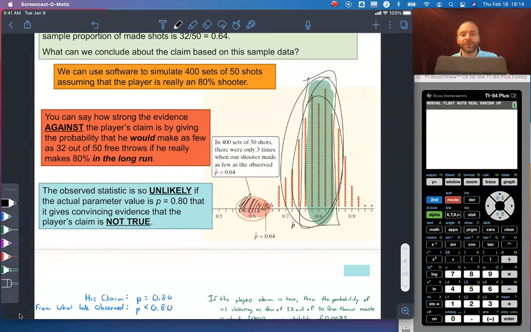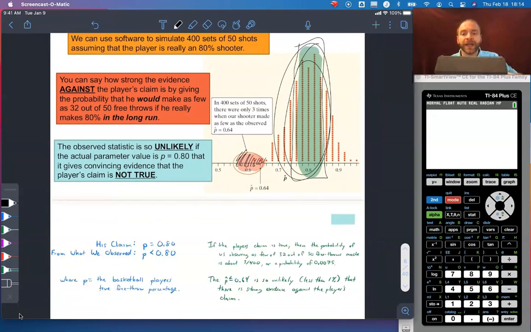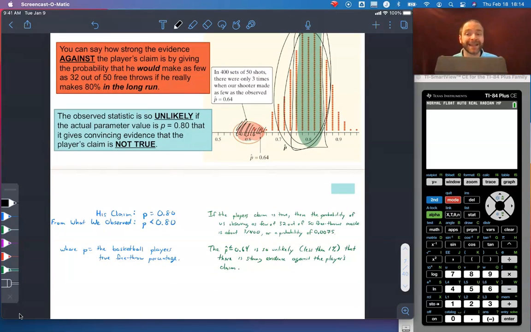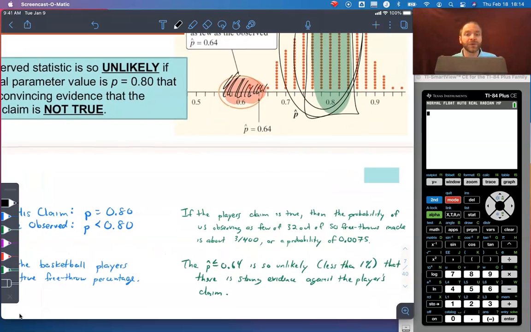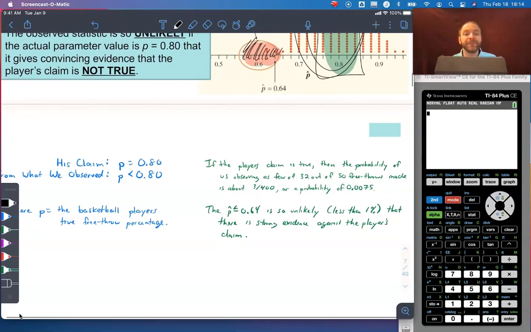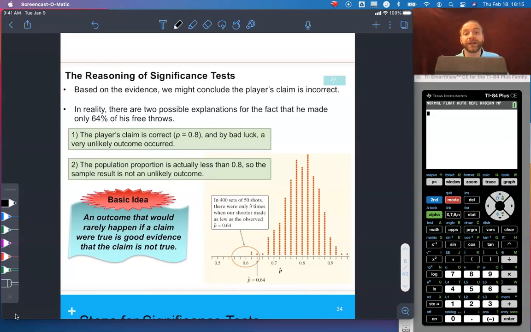So his claim was that he was an 80% free throw shooter. And what we observed was that he was less than 80%. So if the claim is true, then the probability of us observing as few as 32 out of 50 free throw shots being made was 3 out of 400, 0.0075, less than 1%. It is so unlikely that we observed that it gives strong evidence against his claim. So based on this evidence, we might conclude the player's claim is incorrect.